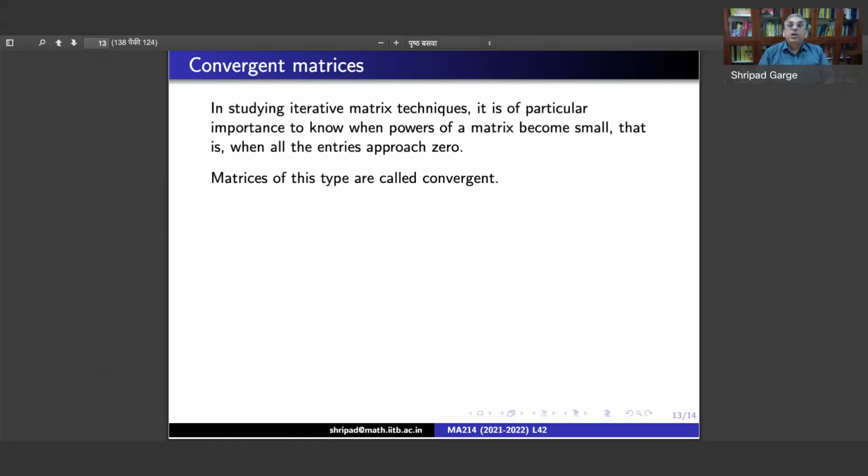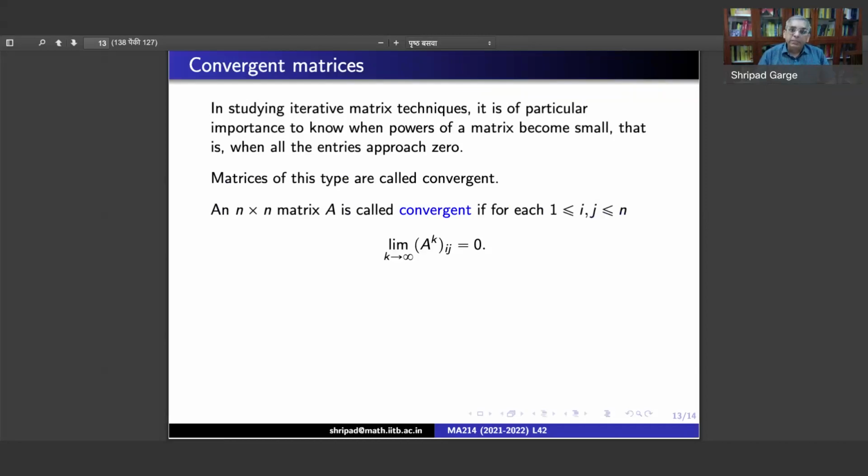Such types of matrices are called convergent matrices. So the definition is: we call a matrix A convergent if for every entry ij, the limit of (A to the k) ij as k goes to infinity is 0. For instance, if you take the identity matrix and take all powers of it, you are just going to get the identity matrix, and the diagonal entries will remain 1. They will not go to 0. So the identity matrix is not a convergent matrix.